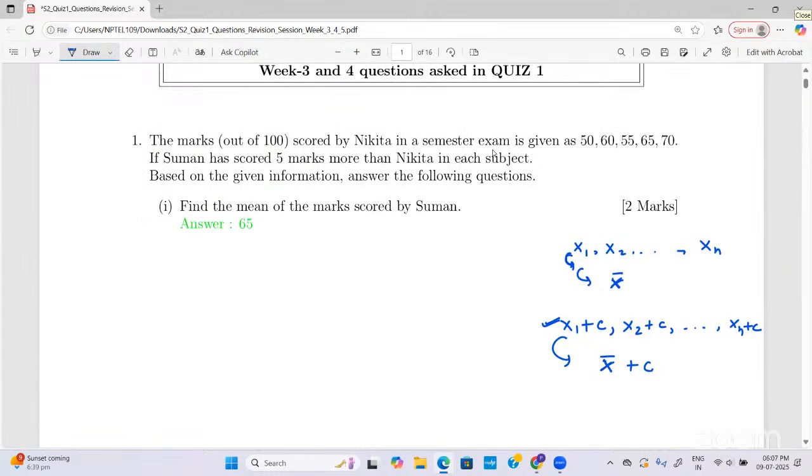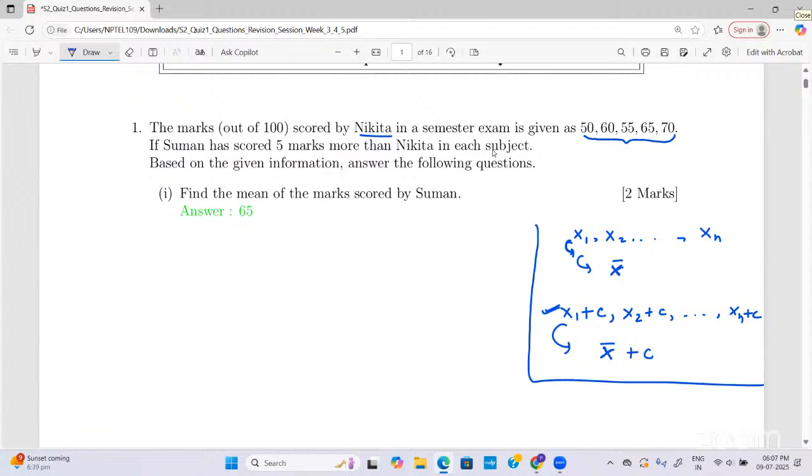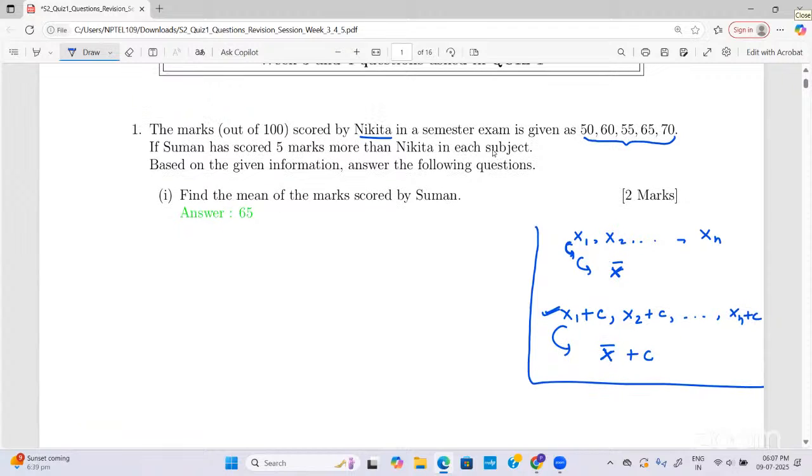Okay, so now calculate. First of all, we can calculate the mean or the average for this data set. These are the marks scored by Nikita. So what will be the mean calculated? 60, ma'am. 60. Okay.